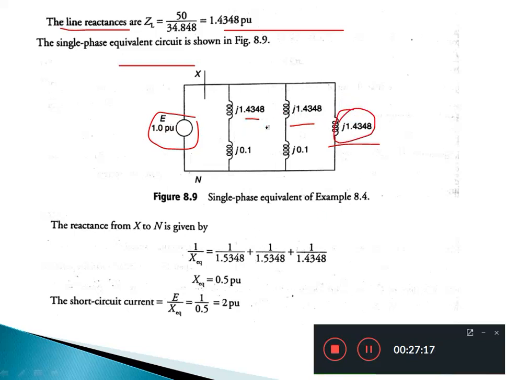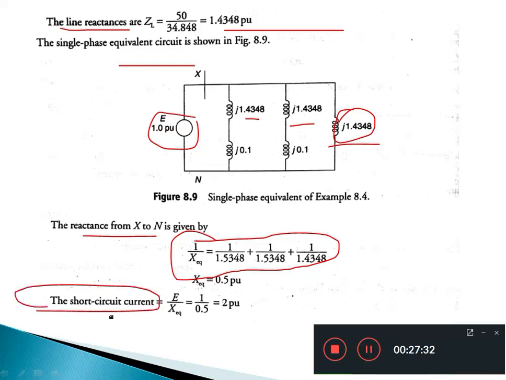From this reactance X to N, you have to use the parallel reactance, as they are in parallel. You have to use that equation and find the value of X equivalent. Then the short circuit current I is equal to V by X. V is nothing but E, that is 1 per unit, and X equivalent is 0.5 pu. So we get 2 pu.